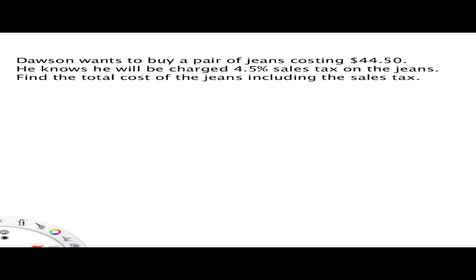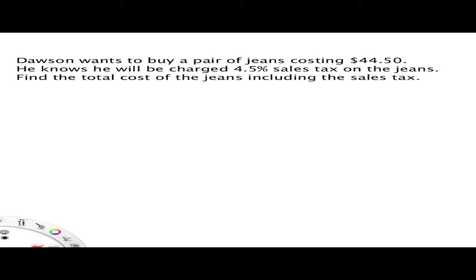Now here we've got a discount problem. Oh, not a discount, sorry, it's an extra cost problem. Dawson wants to buy a pair of jeans costing $44.50. He knows he will be charged 4.5% sales tax on the jeans. Find the total cost of the jeans, including the sales tax.